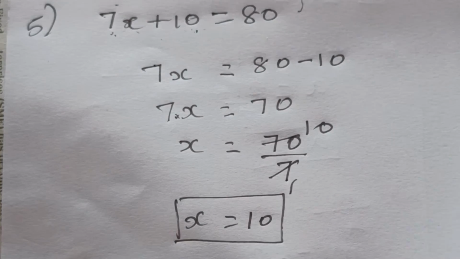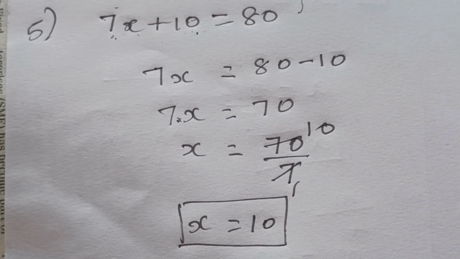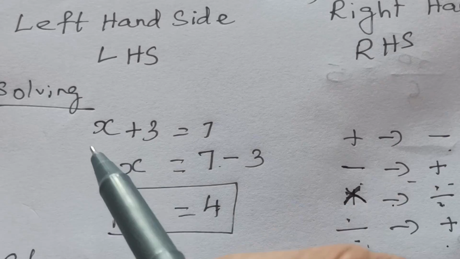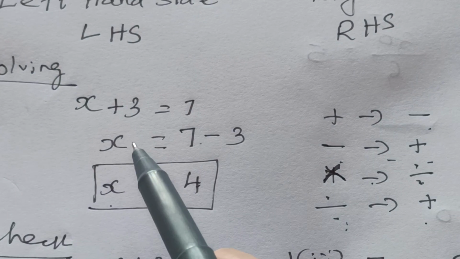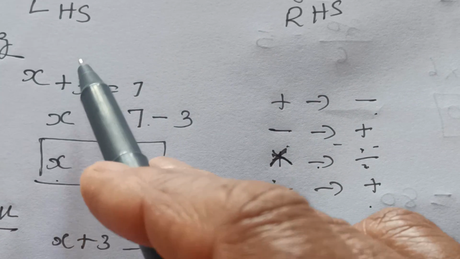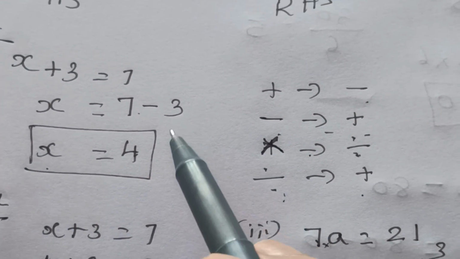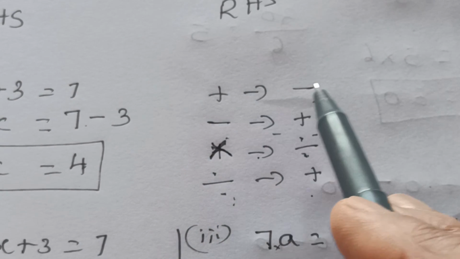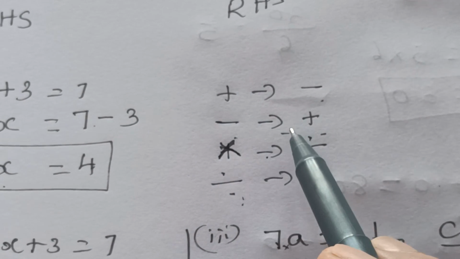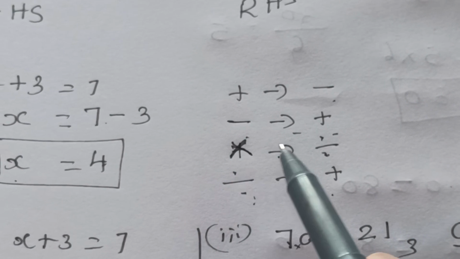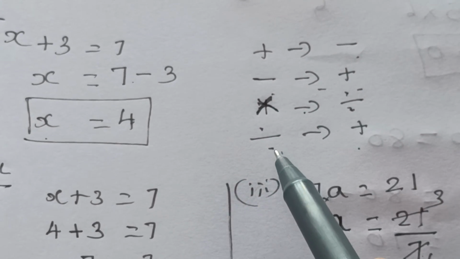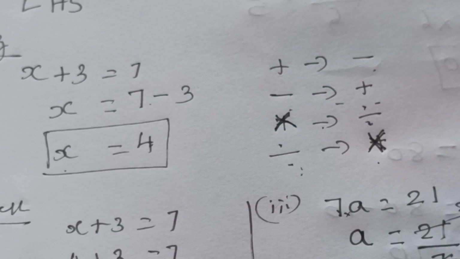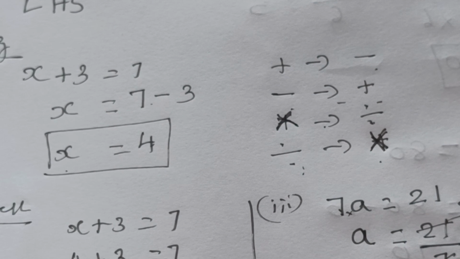So to solve equations, only a few simple things you should remember. What is it? We have to keep only the variable on the left hand side and move all the other numbers to the right hand side. And when you are moving, what is the rule we have to remember? Addition changes to subtraction, subtraction changes to addition, multiplication changes to division, and division changes to multiplication.